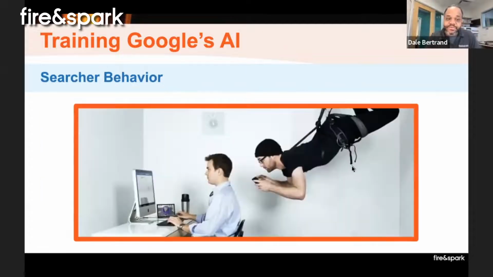The second thing Google looks at for training its AI is searcher behavior. Google is watching you when you search. Google's watching what you click on. Google's watching whether you stay on that website or you bounce back to Google and click somewhere else. All of that behavioral data from when you're using the search engine feeds into the AI and is a basis for training it.